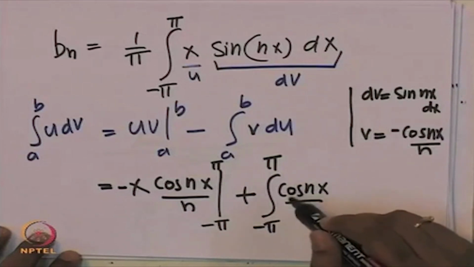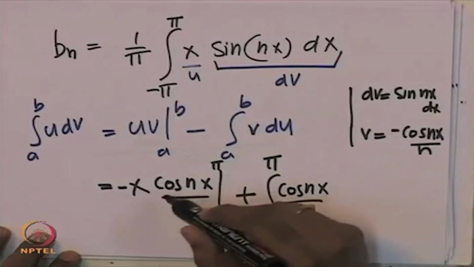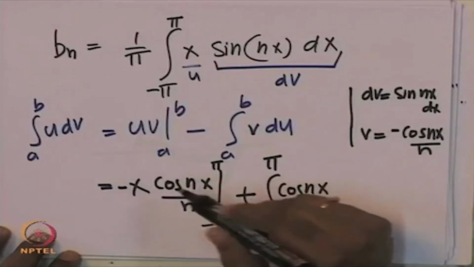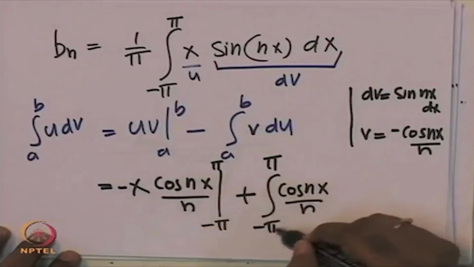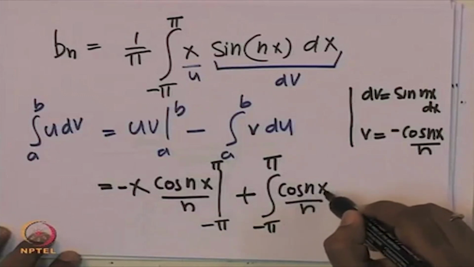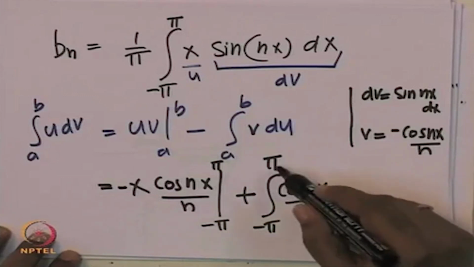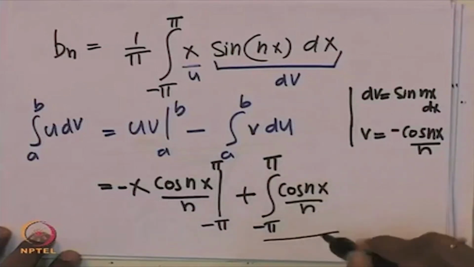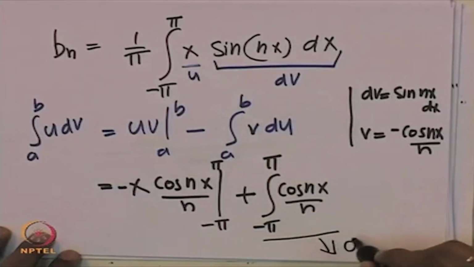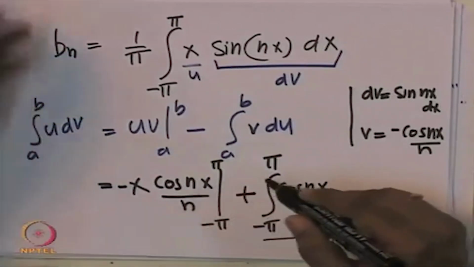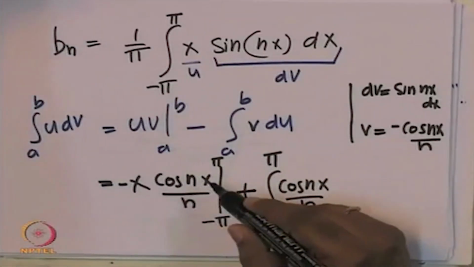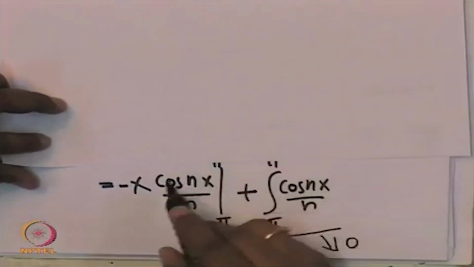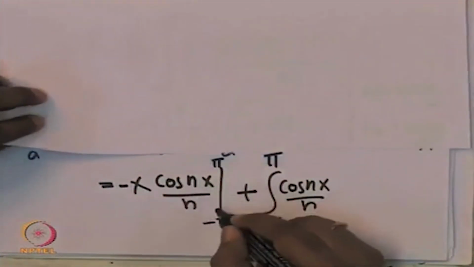So, now what you have is this particular term. If you want, you can do this term: the integral of cos n x will be sin n x, and sin n pi is anyway 0. So, you can see that this is going to 0. Now, what you have is this particular term, which is minus x cos n x by n in the limits minus pi to plus pi.